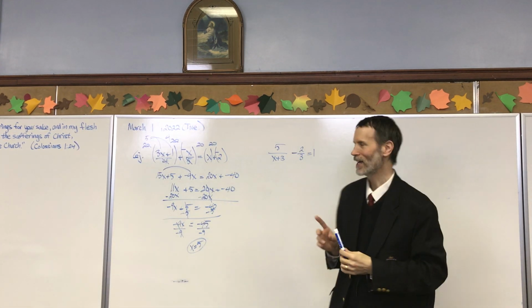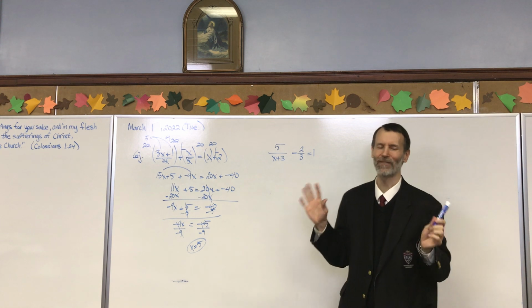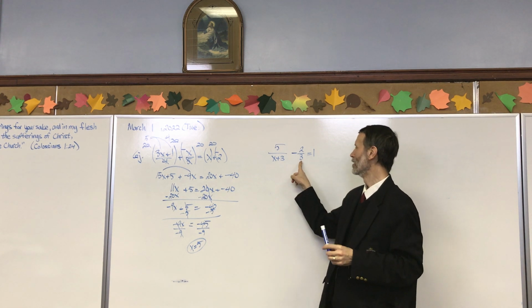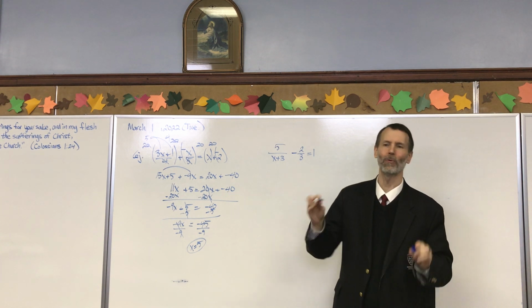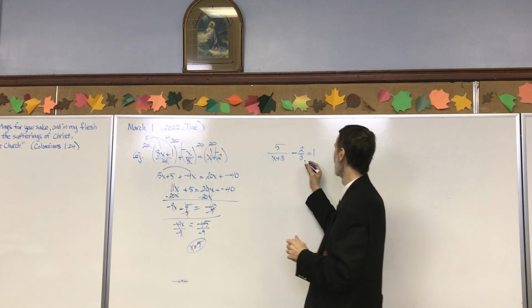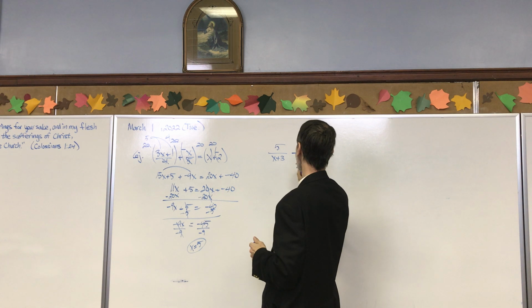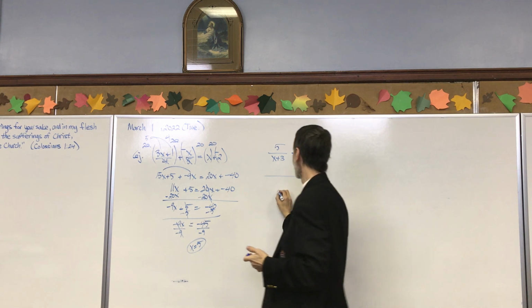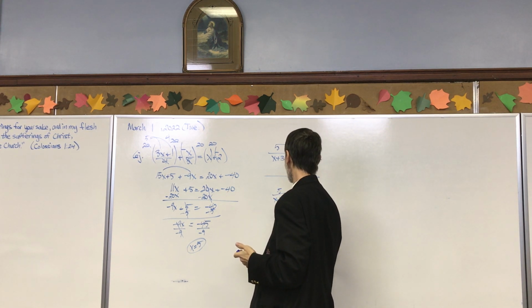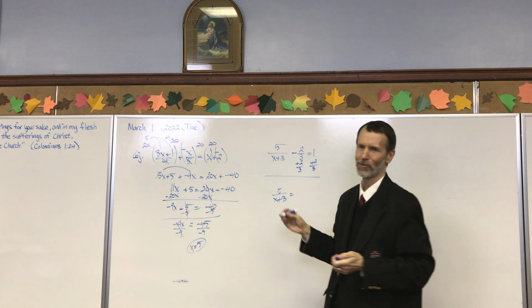I would actually suggest doing one thing first. You can get rid of this first. Because you're trying to get x by itself, so get rid of what's farthest away first. I would add 2/3 to both sides. Again, the normal method will work. But I'm going to get 5 over x plus 3 equals 1 plus 2/3.